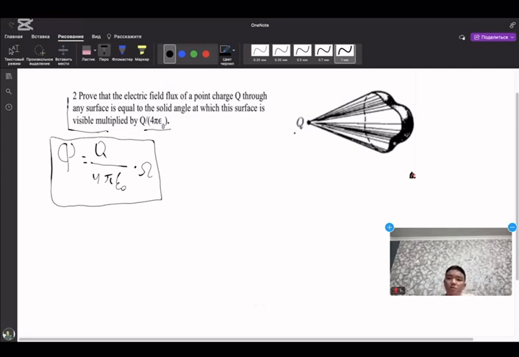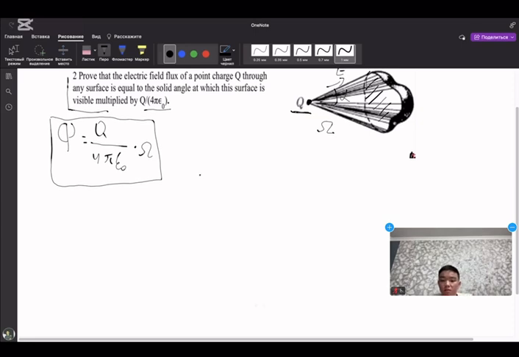As we see in the picture, we have one charge Q at this point and one surface. As we see, this surface, the electric field, and this angle, the solid angle. I think we can start with electric flux.